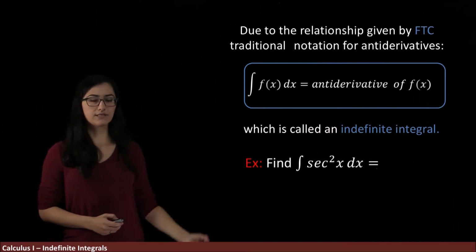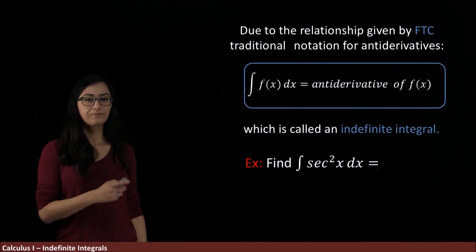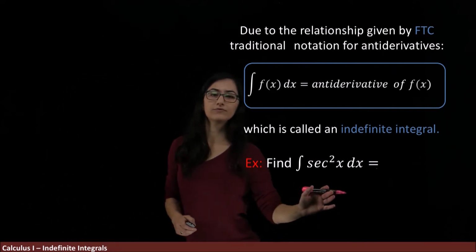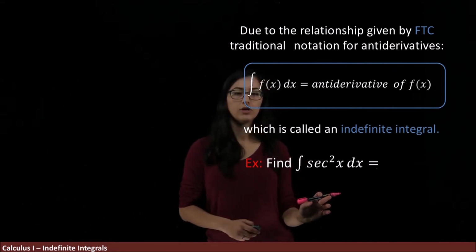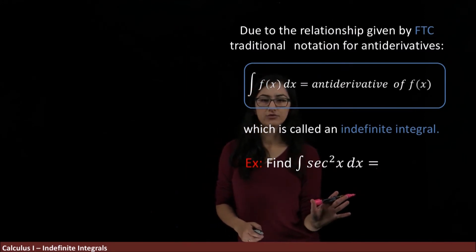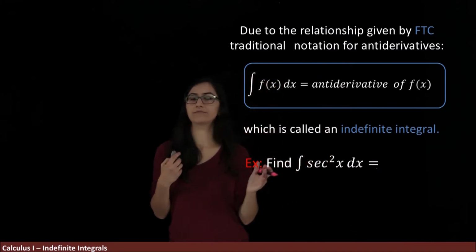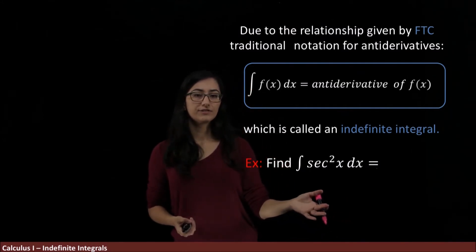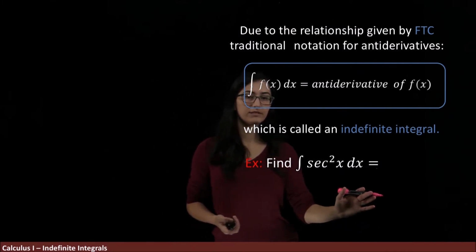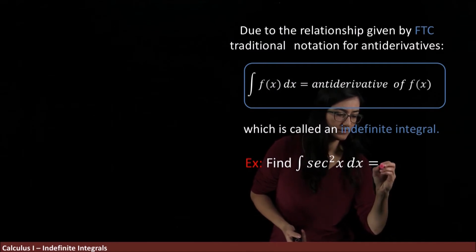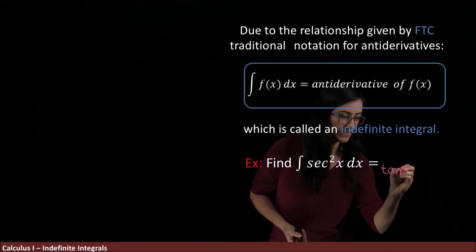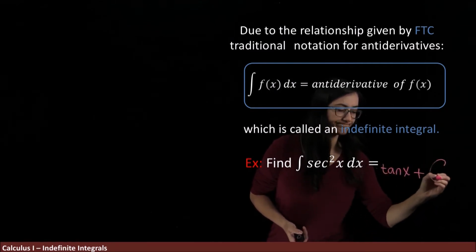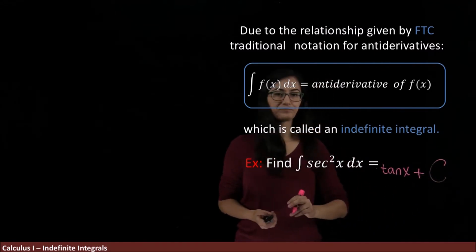So let us look at this example. The indefinite integral of secant squared is going to equal the antiderivative of secant squared. So we're trying to figure out a function whose derivative is secant squared. We know that tangent's derivative is secant squared. So this is just going to equal tangent x plus, maybe there's a constant c.